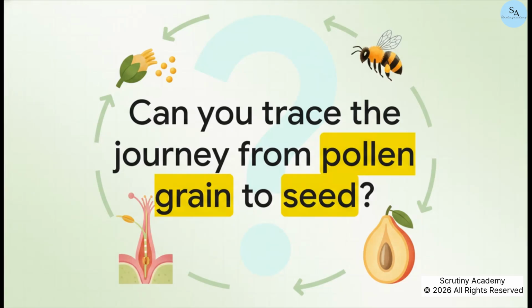So here's the real test. Can you do it? Pause right here and try to explain the entire process from start to finish in your own words. Start with the anther, talk about pollination, the pollen tube, double fertilization, and finish with how the seed and fruit are formed. If you can do that, you've absolutely got this. Good luck.